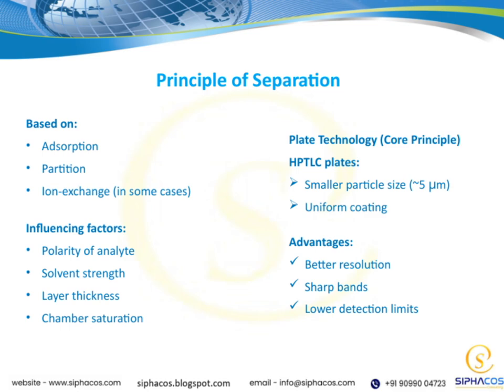Let's take a closer look at plate technology, which is at the core of this method. HPTLC plates, for example, feature smaller particle sizes, roughly around 5 micrometers, which helps in achieving better separation. They also have a uniform coating, ensuring consistent quality across the plate. Now, why is this important? Well, these improvements translate into several advantages. We get better resolution, meaning we can distinguish between compounds more clearly. The bands we observe are sharper, making analysis more precise. Plus, the lower detection limits allow us to identify even trace amounts of substances.